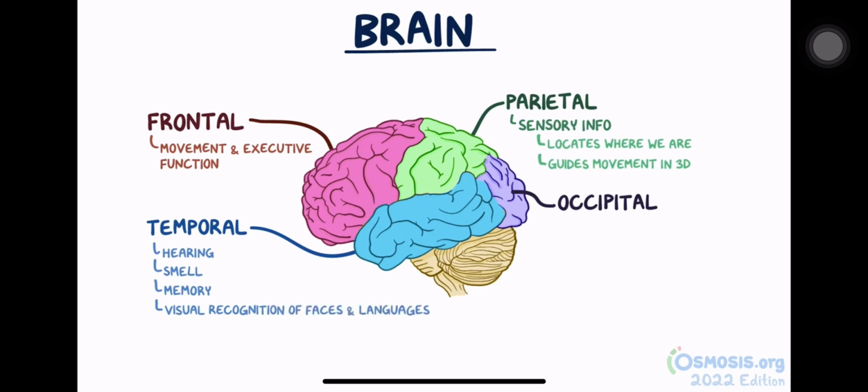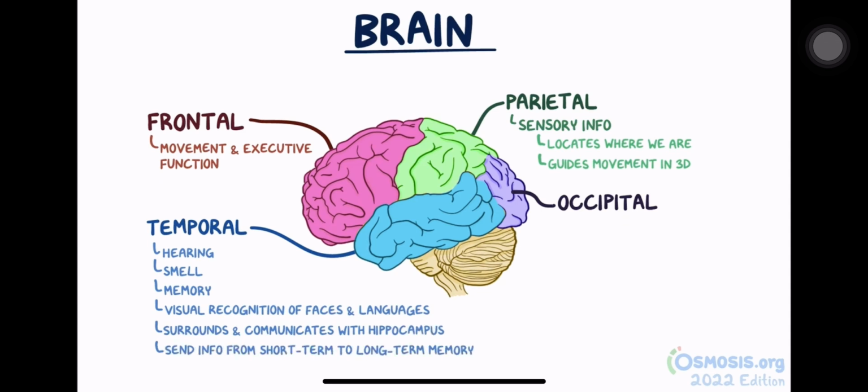The temporal lobe plays a role in hearing, smell, and memory, as well as visual recognition of faces and languages. The temporal lobe surrounds and communicates with the hippocampus and helps send information from short-term to long-term memory. Finally, there's the occipital lobe, which is primarily responsible for vision.